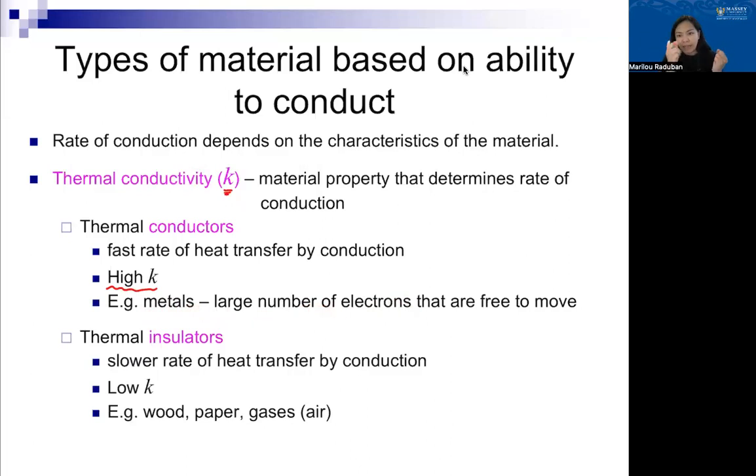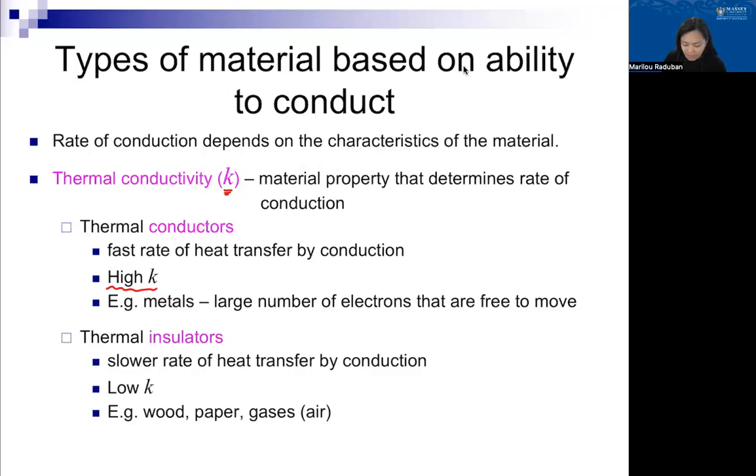And we've seen in the animation previously that transfer of energy by conduction is through the vibration of the atoms. So if you have a large number of electrons in the atoms that are free to move, then they can easily collide with neighboring atoms, and they can easily transfer their heat, their thermal energy, to neighboring atoms. And that's why metals are good conductors of heat.